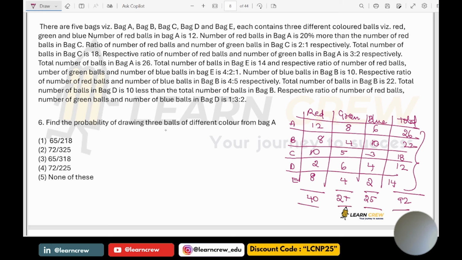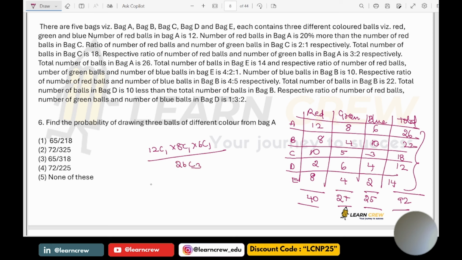Find the probability of drawing 3 balls of different colors from bag A. So one from each. So it would be 12C1 into 8C1 into 6C1 divided by total balls 26.